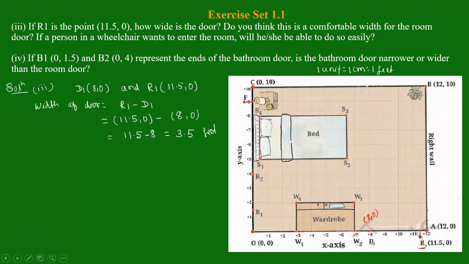So 3.5 feet is sufficient for one wheelchair. Easily that wheelchair can pass. So you should have an idea about feet. 1 foot has 12 inches, and 1 inch equals 2.54 centimeters. You are much more aware of centimeters, right? So finally, 3.5 feet is the width, so here we can write.